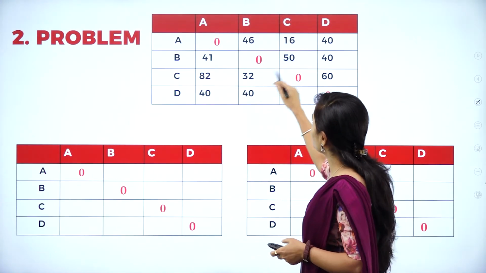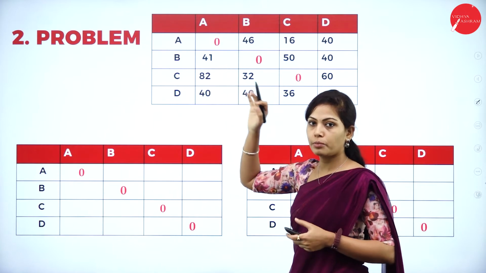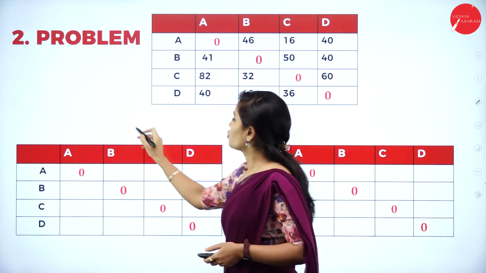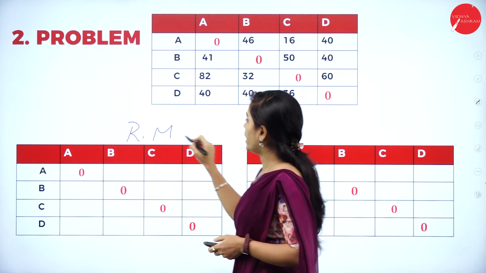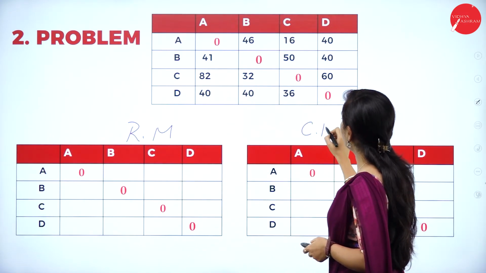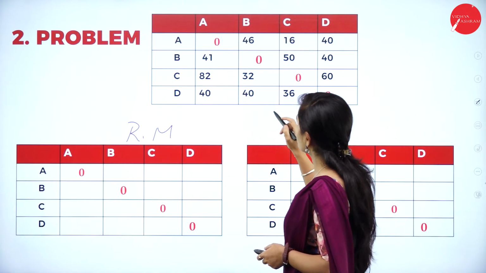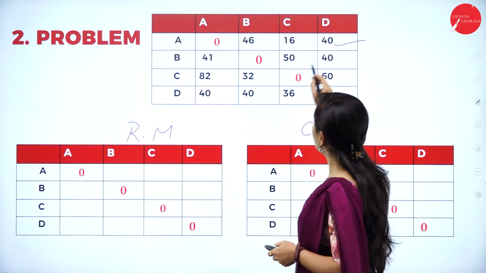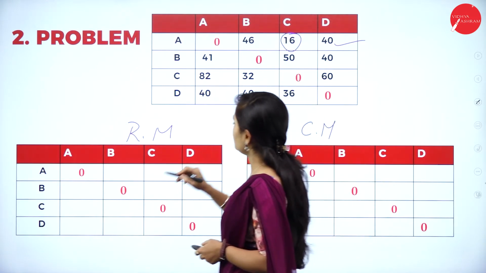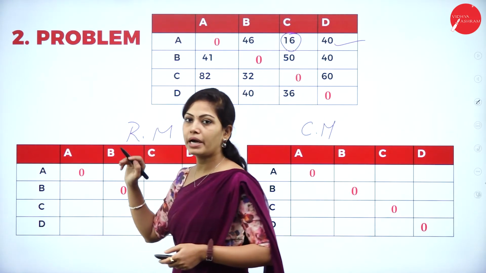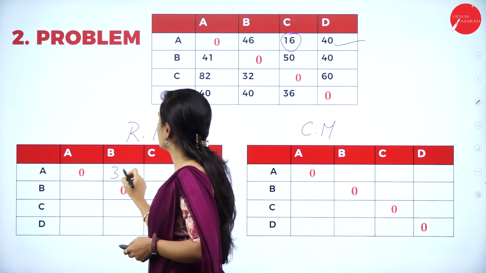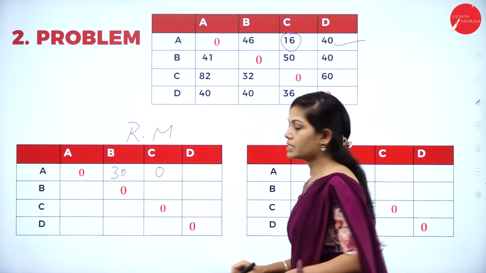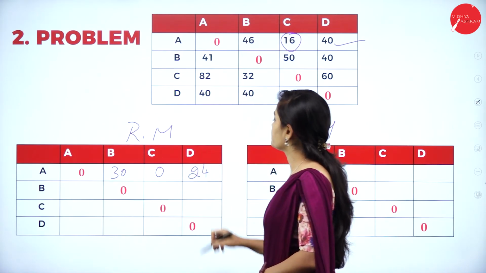In this problem, you have four rows and four columns. Here, the first step is row minima and the second step is column minima. So first step, row minima. In the first row, consider the least value. The least value is 16. So 46 minus 16 is 30. 16 minus 16 is 0. So 40 minus 16 is 24.